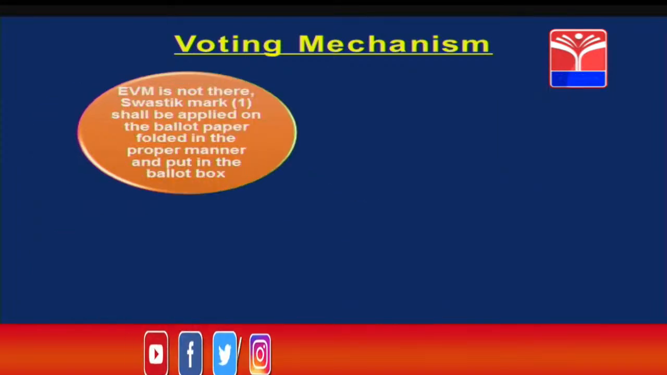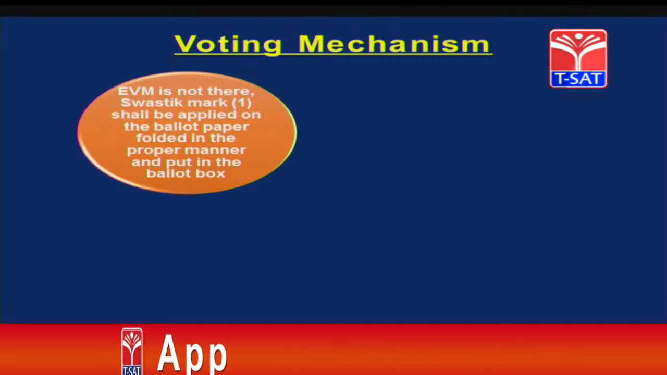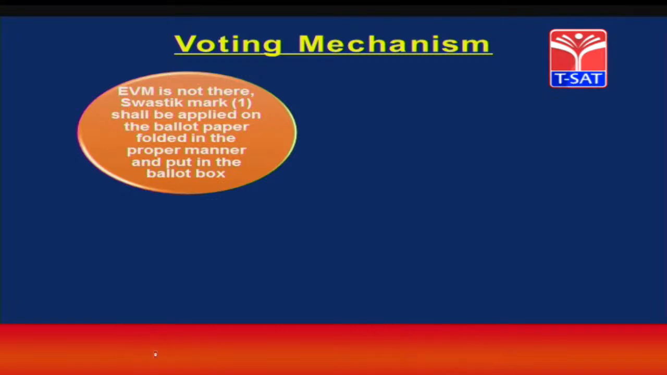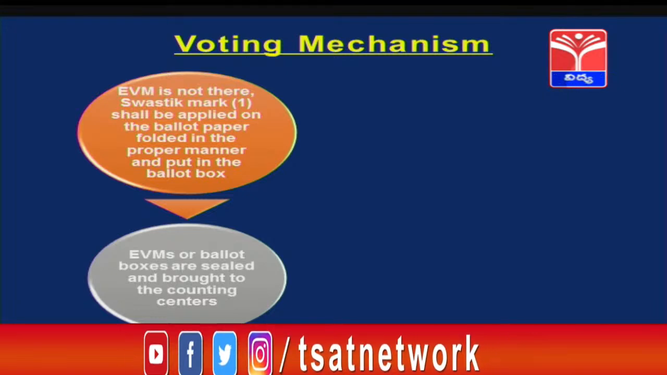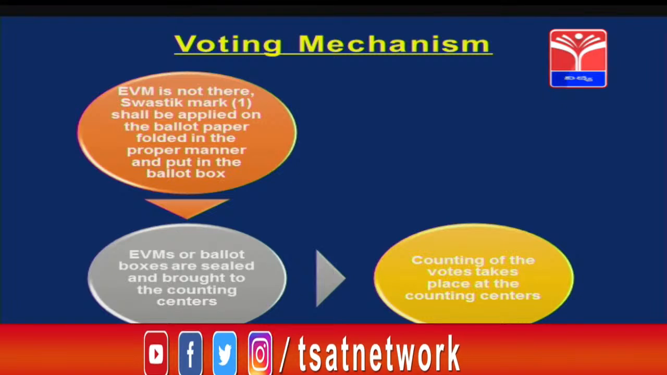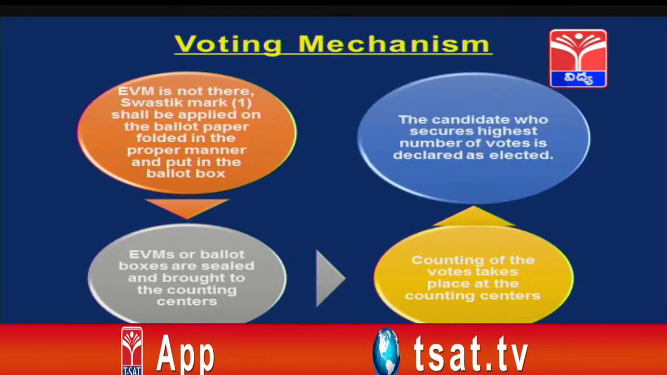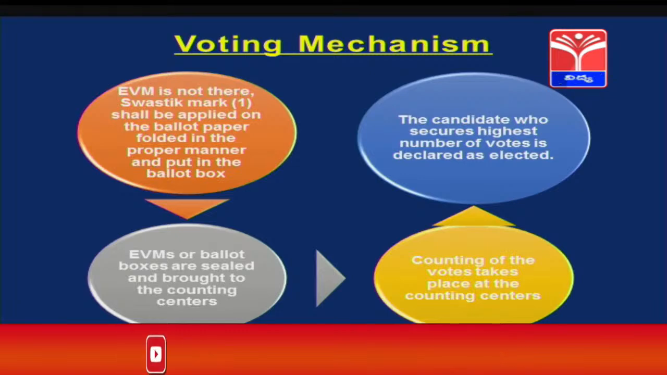And if the EVM, electronic voting machine, is not there, a swastik mark shall be applied on the ballot paper, folded in the proper manner and put in the ballot box. Then EVMs or the ballot boxes are sealed and brought to the counting centers. Then counting of the votes takes place at the counting centers. The candidate who secures the highest number of votes is declared as elected.